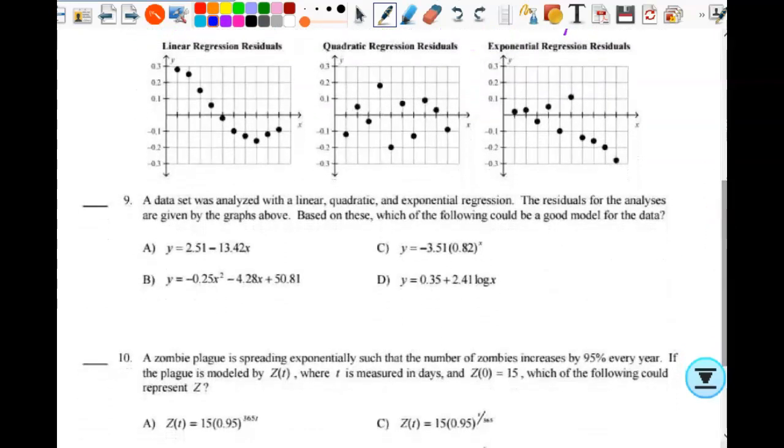All right, number 9. A data set was analyzed with linear, quadratic, and exponential regression. The residuals for the analyses are given in the graphs above. Based on these, which of the following could be a good model for the data?